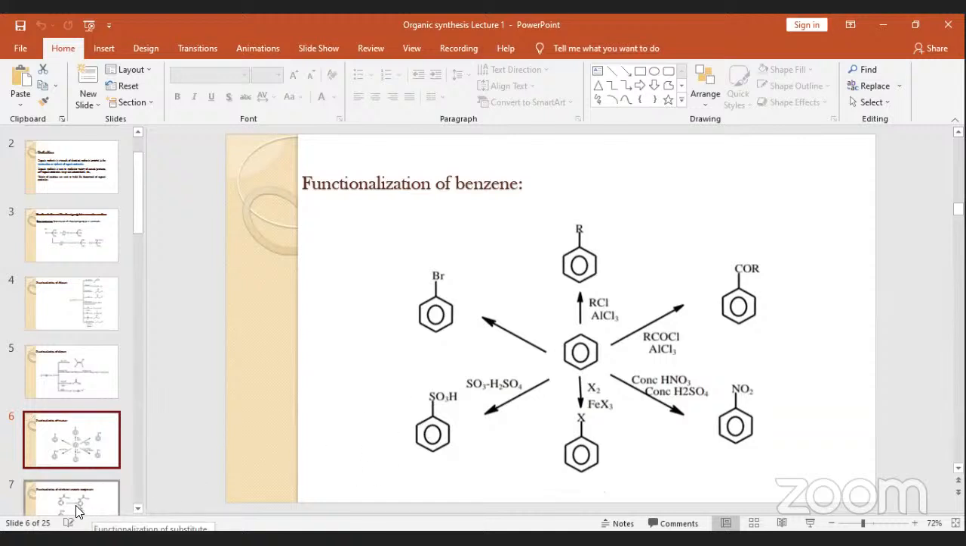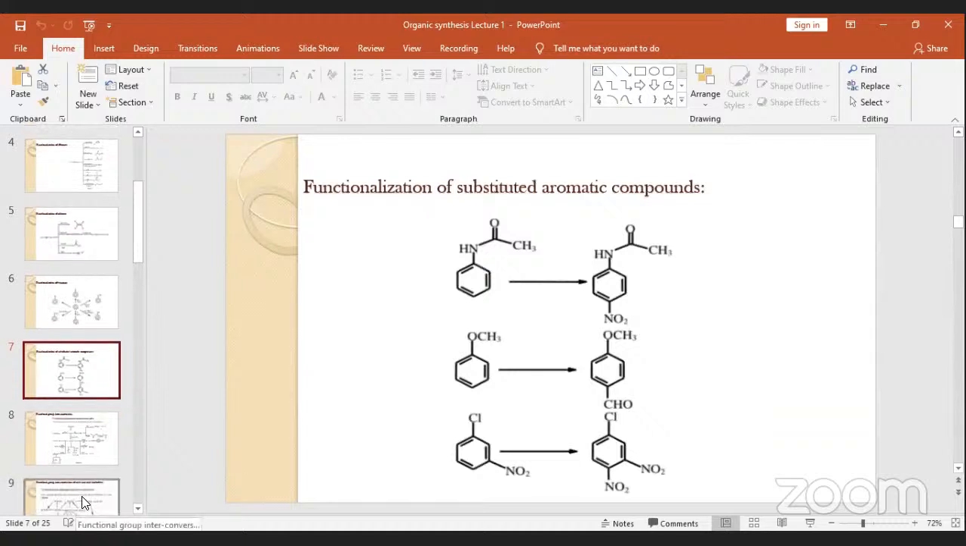And next, substituted aromatic compounds. Functionalization of substituted aromatic compounds.